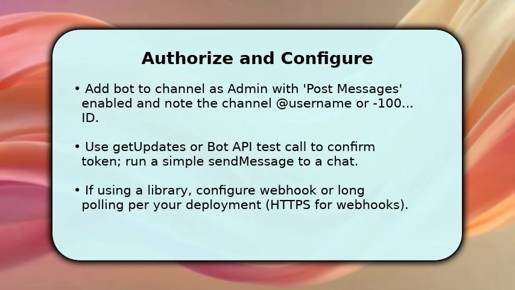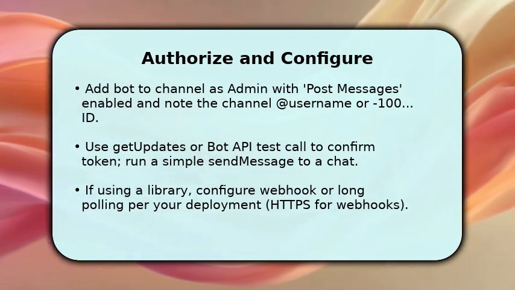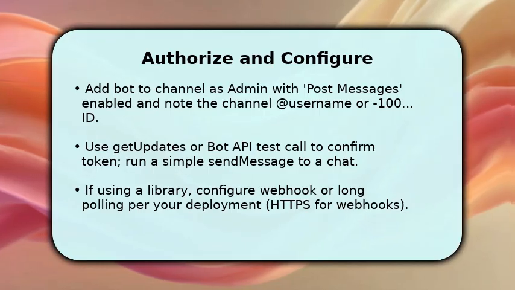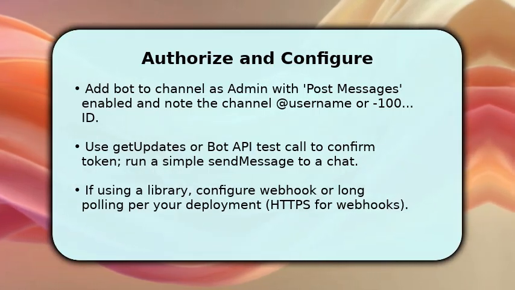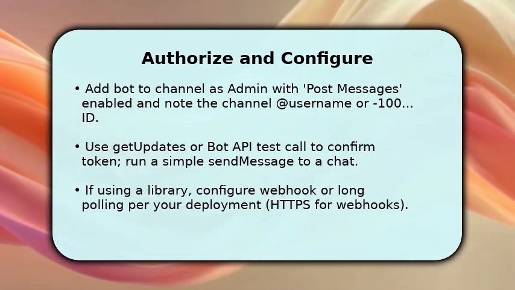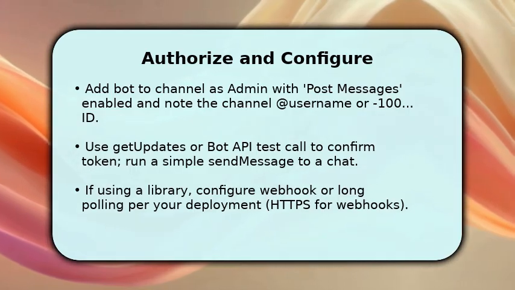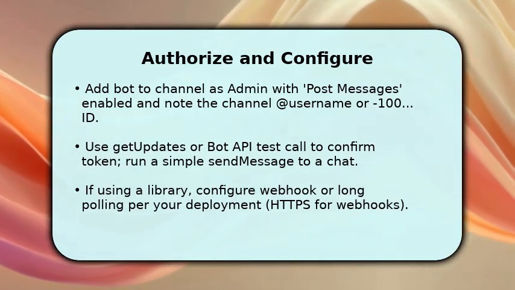You will now confirm authorization and test a message. First, add the bot to the channel and grant post messages, then determine the channel identifier. Use the @username or the -100 numeric ID returned by the API. Next, run a test sendMessage using your token. This proves auth and helps reveal the correct chat ID.